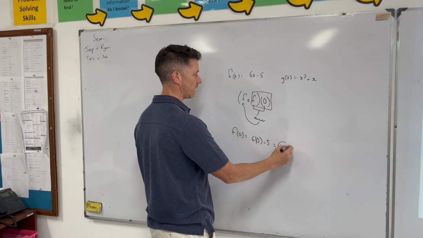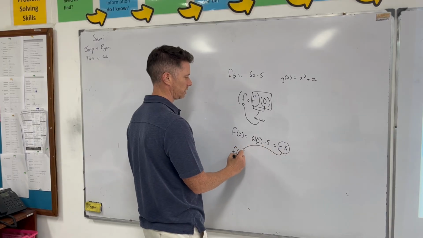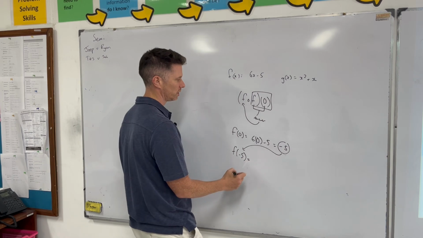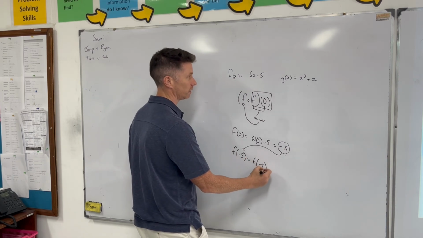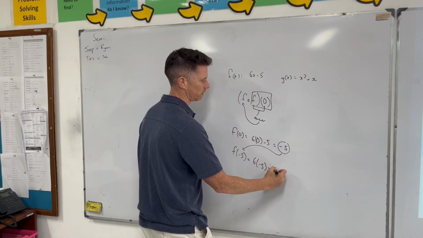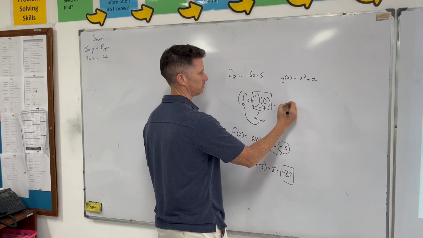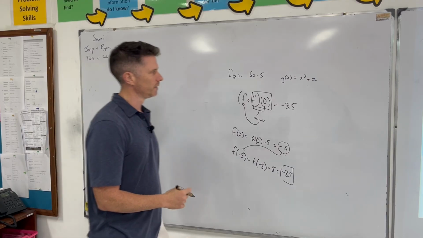We then use that as our input into the f function again. So a function into a function, or a number through two functions, and we get 6 times minus 5 using the same function, minus 5, which gives an answer of minus 35, and that is the answer to that. Very good.